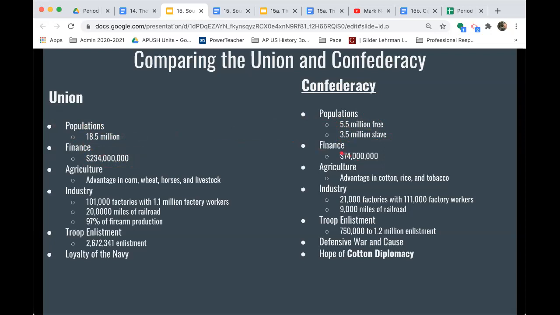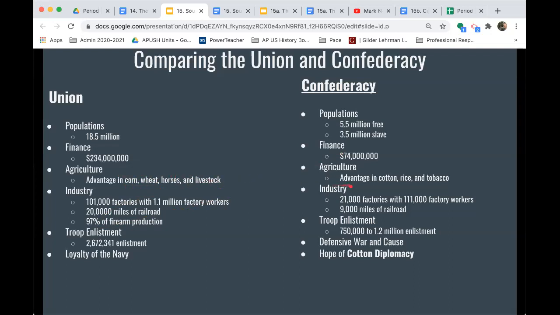As we talked about at the beginning of period 5, the way the South's social structure is built is that the wealth is consolidated at the top, and they're still living in a sense in this mercantile system of providing raw materials elsewhere, in this case, cotton. The Union grows more important things that are good for a war effort: corn, wheat, and horses and livestock, so that you can actually feed your troops.